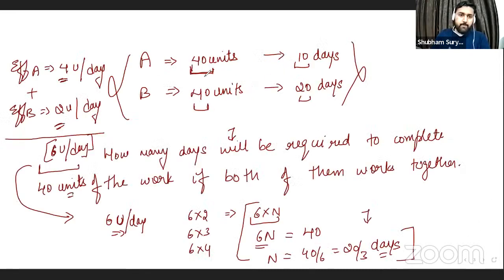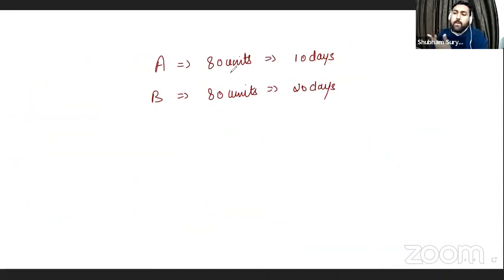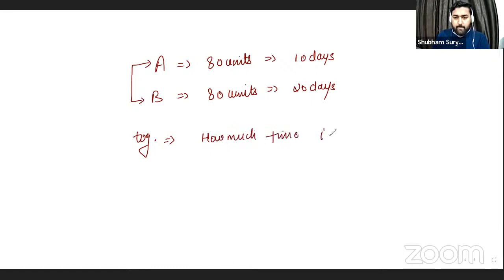If I look at the previous one, the work was 40 units, 10 and 20 days. Now the work is 80 units. We have just doubled the work, guys, and 10 and 20 days are required. Now, if they start working together, how much time will be required to complete this 80 units of work? You have to figure out how much time is required. So try to solve it, guys, and please type your answers in the chat box.